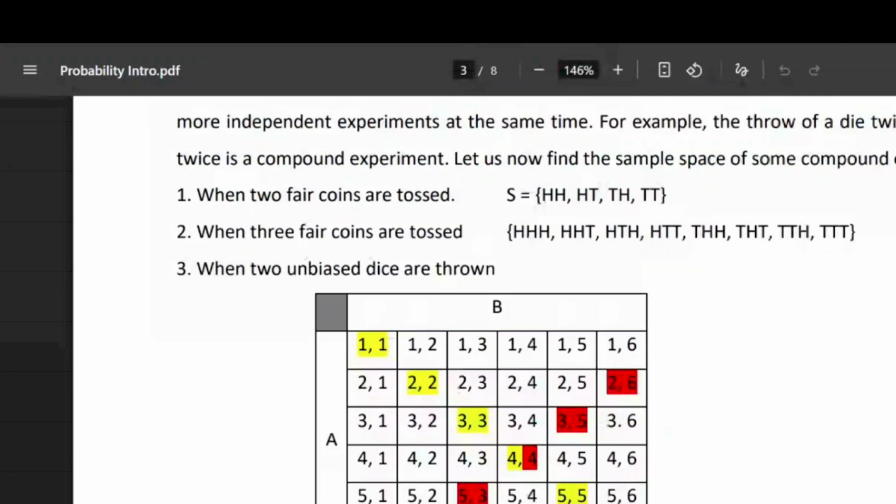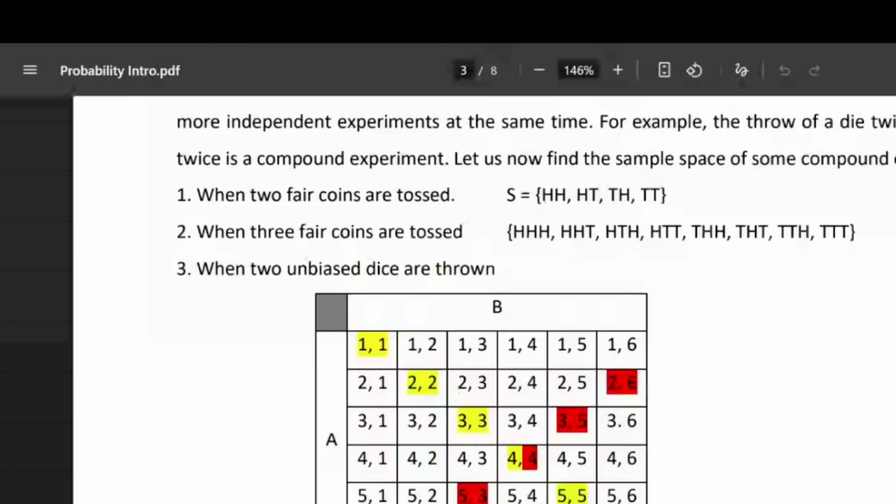When you toss three coins, this is what we are going to see. Either the first will bring head, the second also head, the third also head. So all the three coins will be showing head, head, head. Or the first two will bring head and the third one will bring tail. Or the first and the last will bring head, the second one will bring tail.